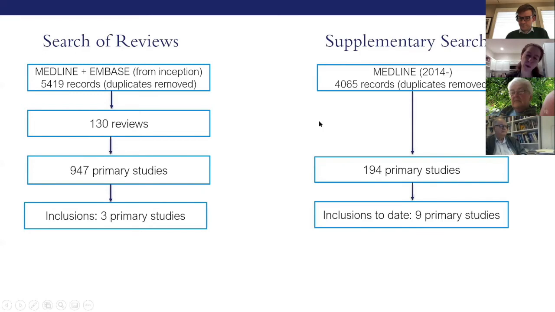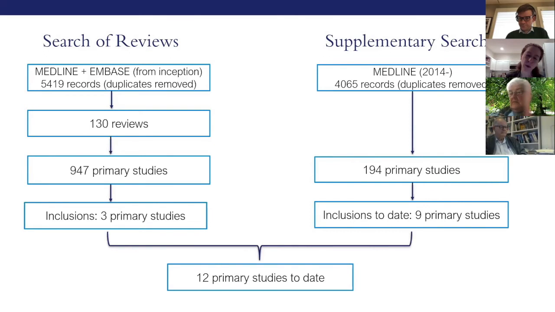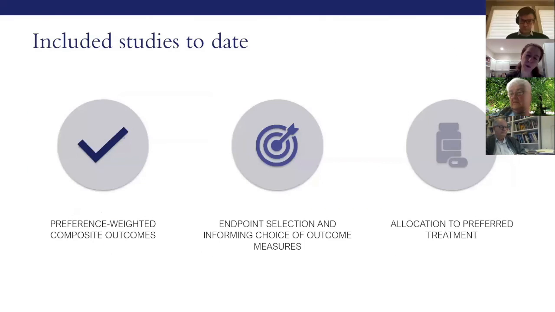So we conducted a supplementary search in order to identify primary studies from 2014 on. And we feel that this way we will be able to capture primary literature that wasn't included in a review for whatever reason. So we're on to the full text stage here. So far we have 9 primary studies included, bringing us to 12 to date.